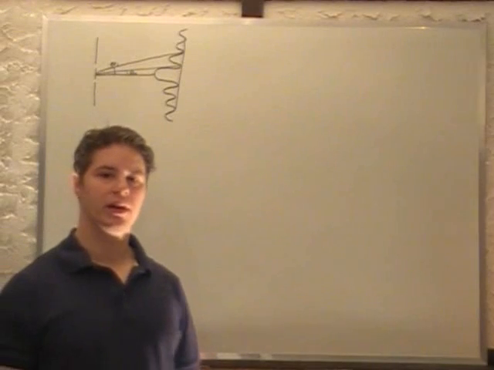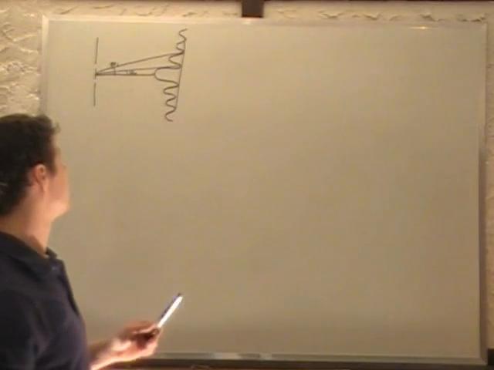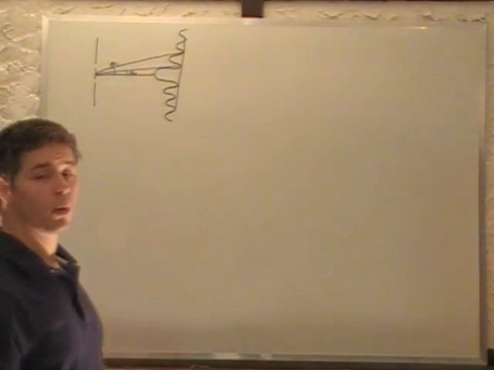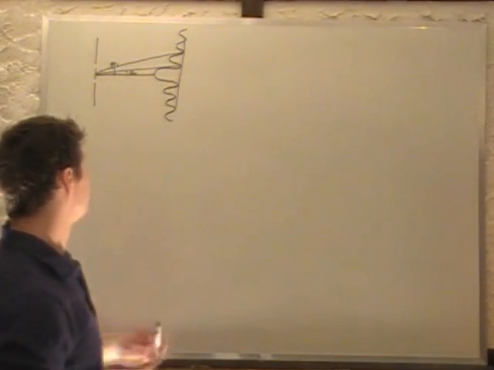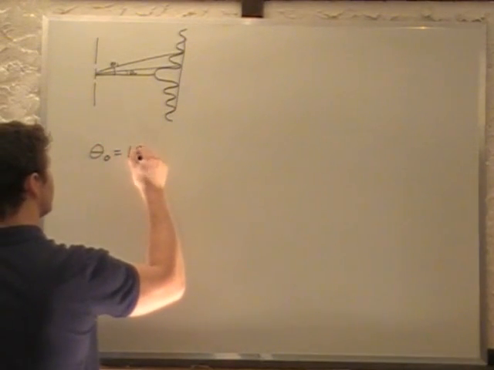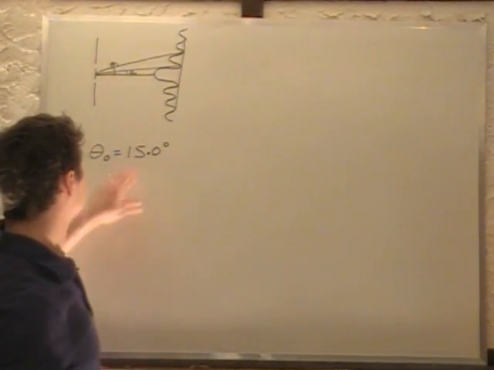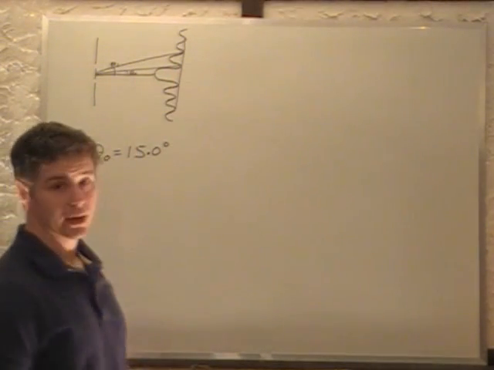In this problem we're doing the Young's double slit experiment, and we're told that the dark fringe occurs at the m equals 0 order at 15.0 degrees. So theta 0 equals 15.0 degrees. And we're asked, where is the m equals 1 dark fringe?